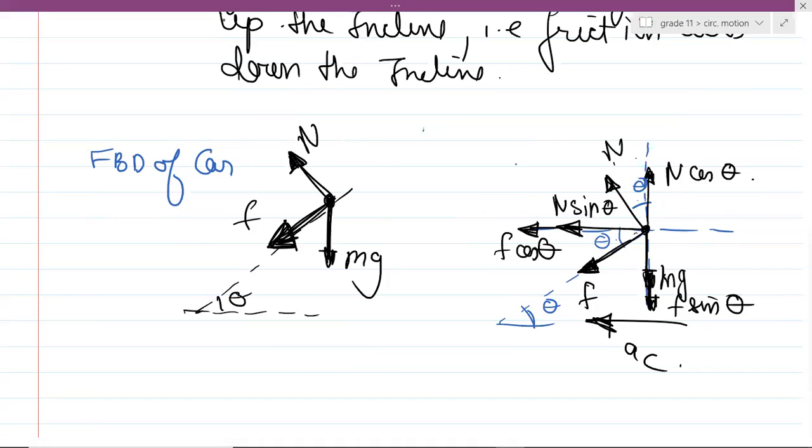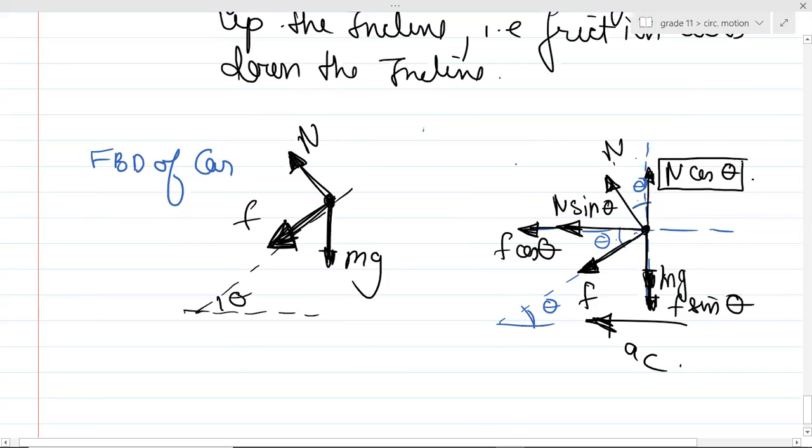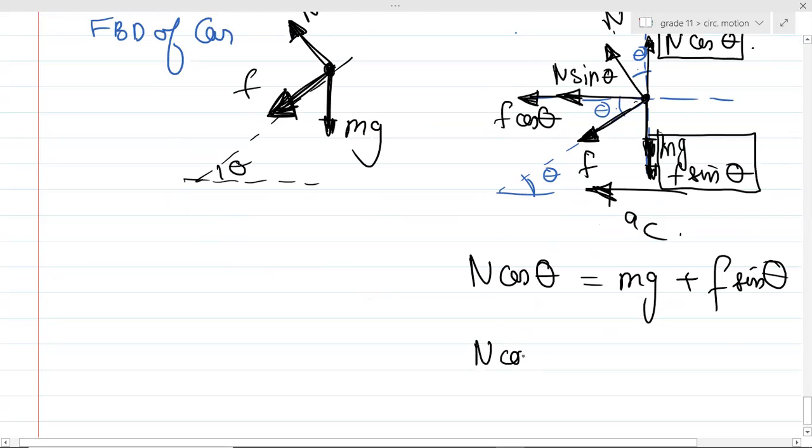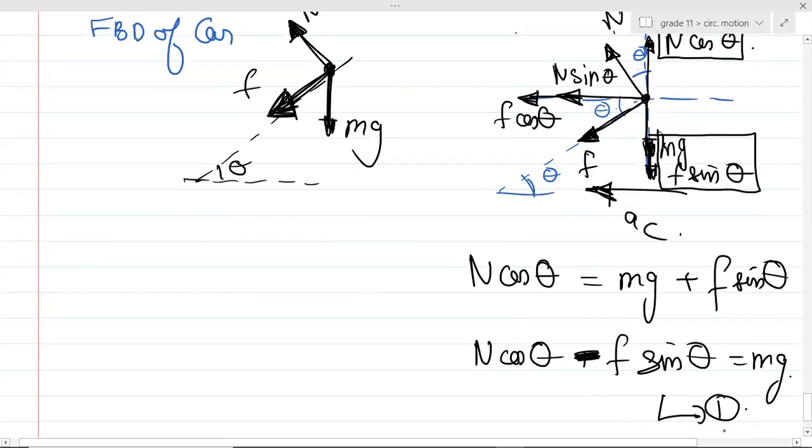Okay. Now please see over here in this case, what will be the equations? Since the car is not going up or going down into the incline, hence N cos theta should be equal to mg plus F sin theta. Yes or no? And can I write it over here? N cos theta minus F sin theta equals mg. Can you see this equation, guys? Everyone can see this equation, right?